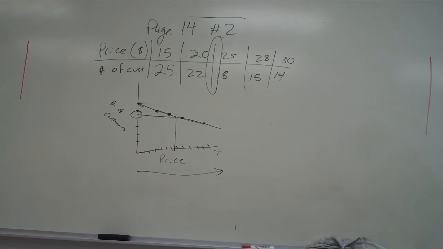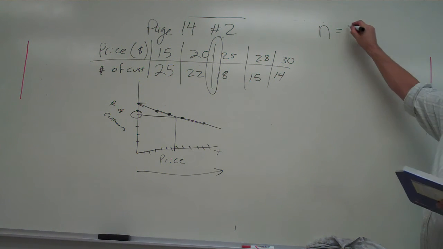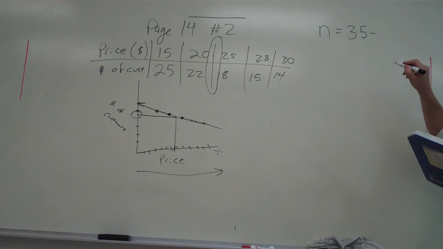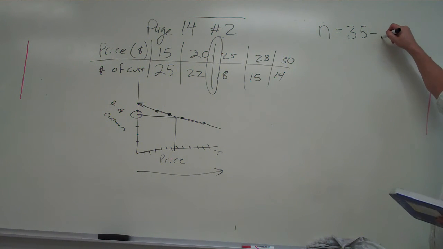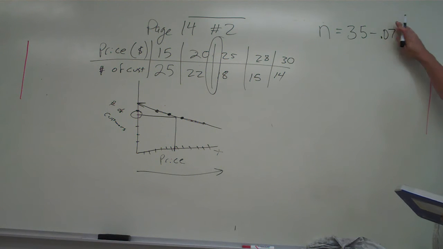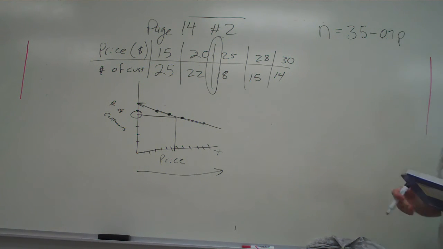The next part is the equation. Let's look at the symbolic rule. They call it a symbolic rule. Calling it an equation or a function is also perfectly okay. N is the number of customers, and that, they say, is equal to 35 minus 0.07p. Nope, that's wrong. 0.7p, where p is the price per jump.